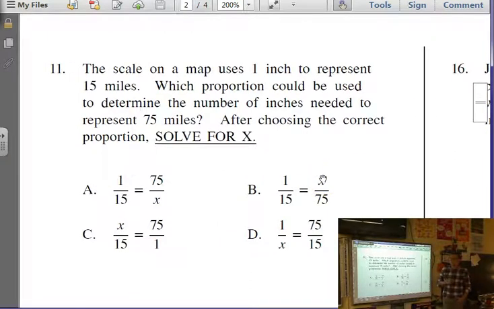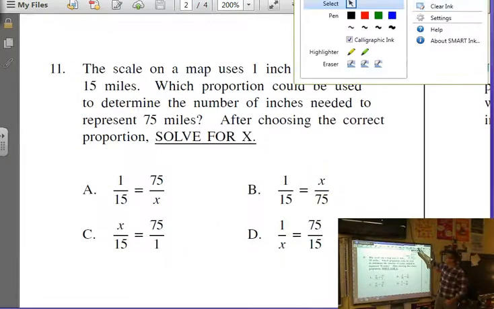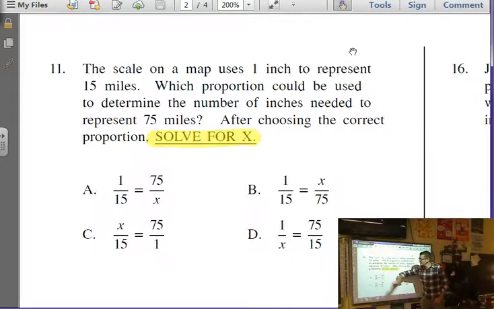Now, this asks us to set up and bold, underline, capitalize, solve for x. A lot of you did not solve for x. So let's set up our proportion.